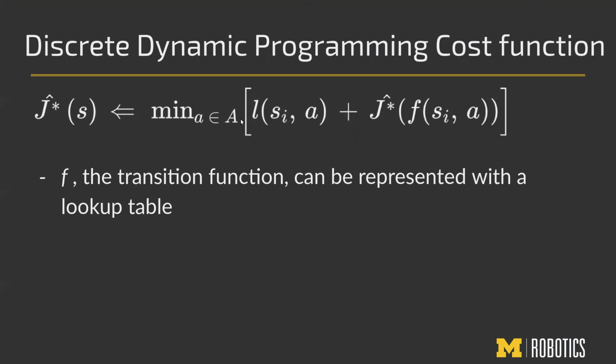So the optimal cost to go, as defined by this equation, is the minimum over actions of the sum of the local cost. This local cost, L of S_i, A, is the cost incurred when in state S_i and an action A is taken. That's the local cost, and then it's summed with the optimal cost to go from the next state after executing action A in state S_i. You can think of F here as the state transition function, which tells us that if you're in state S_i and you take action A, you end up in some state S prime. And this represents S prime.